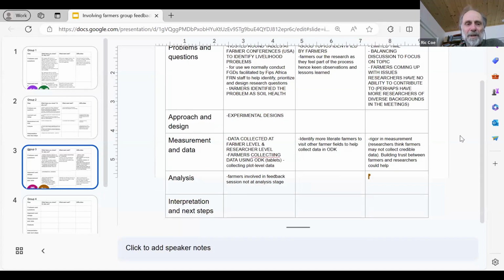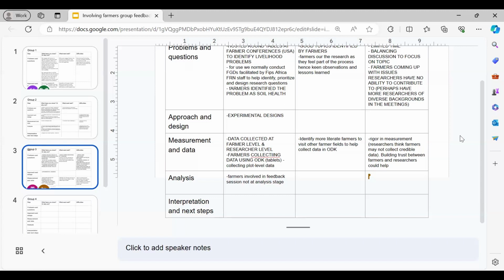Anything else you'd like to highlight from this group? Yeah, okay. And with the other aspects like measurement and data collection, there was an example from the Best project where they've been involving farmers in collecting plot level data through ODK on their tablets. An issue that came up from there was that there was still the building of trust between researchers and farmers, and researchers thinking that farmers would not collect very credible data. So there was always that issue of balancing how much we should trust the data being collected by farmers. And that's so far where we ended within our group.